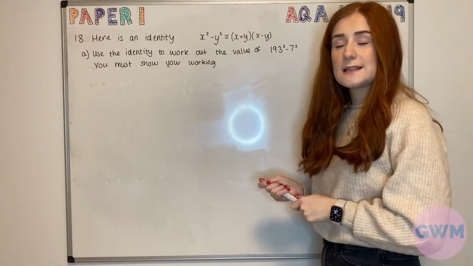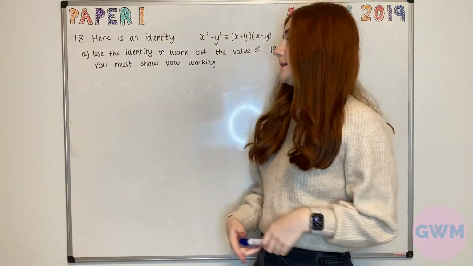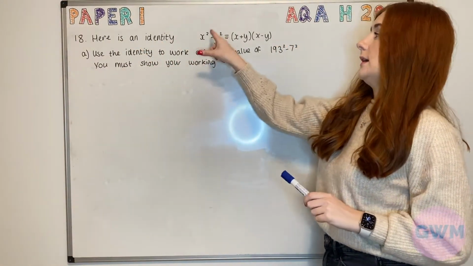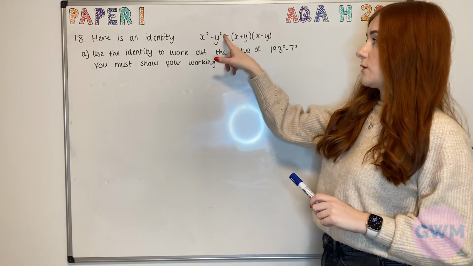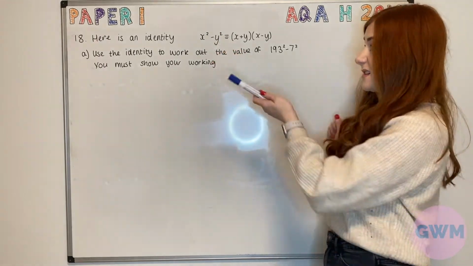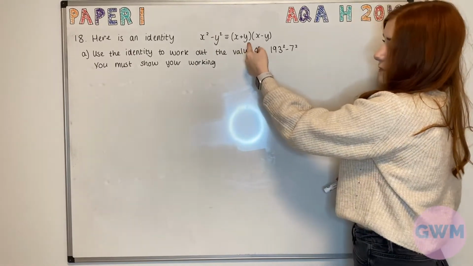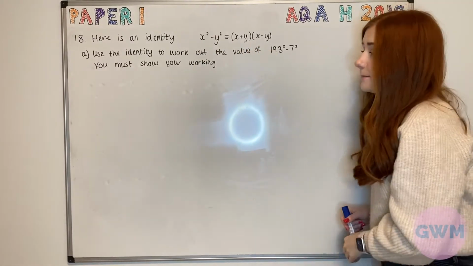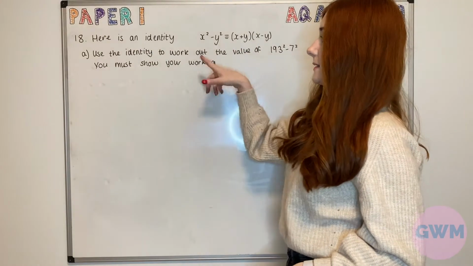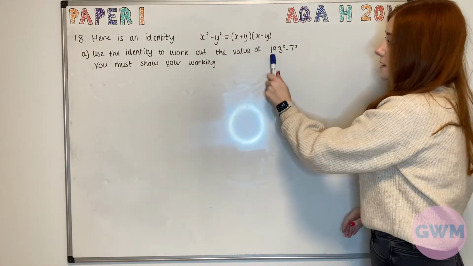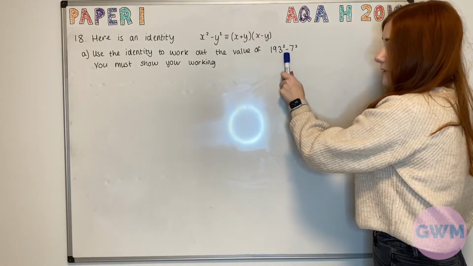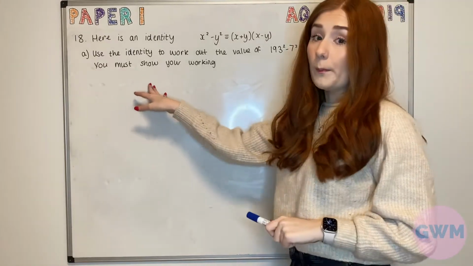On to question 18 now. So 18 says here's an identity. x squared minus y squared, the three lines means it's the same as, so that expression there is the same as x plus y in brackets times x minus y. Using the identity, work out the value of 193 squared minus 7 squared, and you must show your workings.